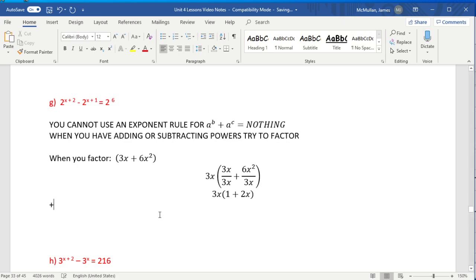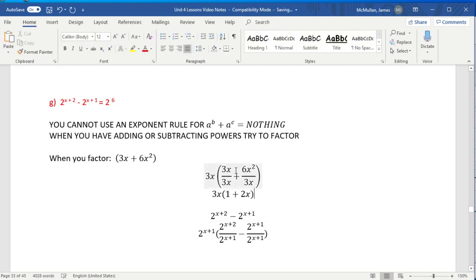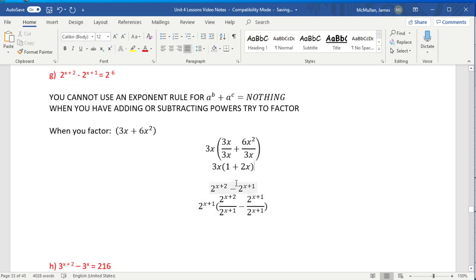So let's factor the first two. We have 2 to the power of x plus 2 minus 2 to the power of x plus 1. Now, what is the greatest common factor there? The greatest common factor is 2 to the x plus 1. What happens when you factor it out? Let's do it the way we did above it. 2 to the power of x plus 2 divided by 2 to the power of x plus 1, minus 2 to the power of x plus 1 divided by 2 to the power of x plus 1. Just like when you were factoring, you divide every term by the common factor. Now what happens when I do that?